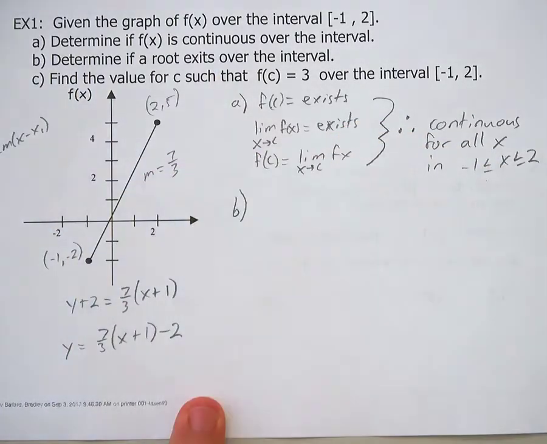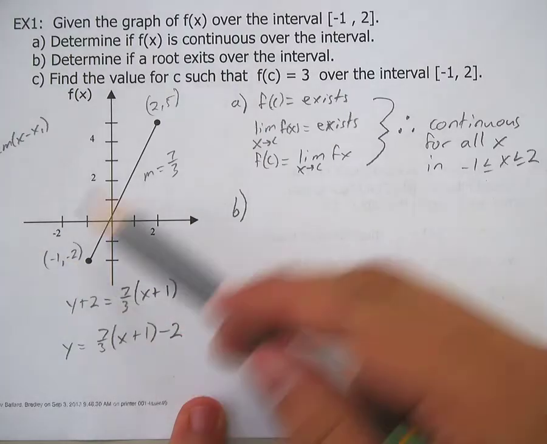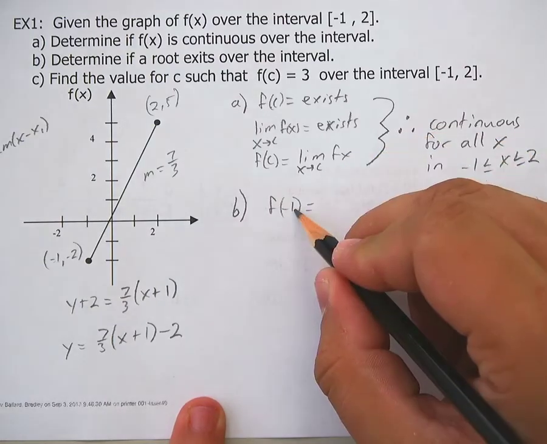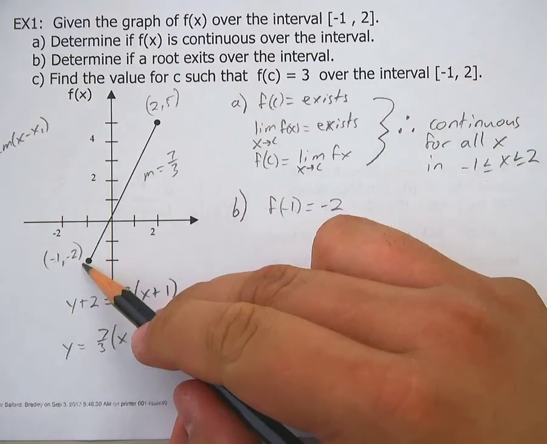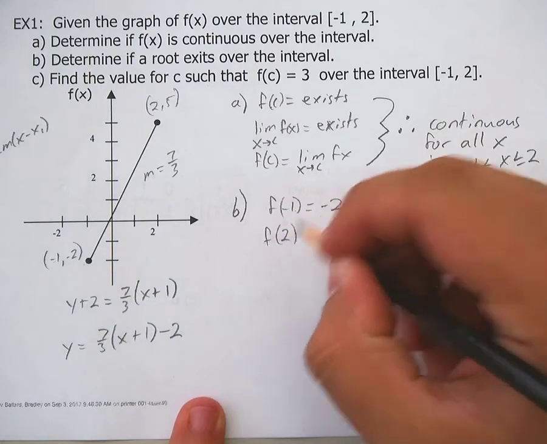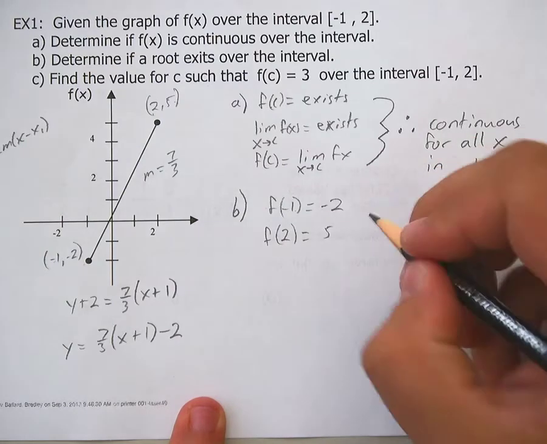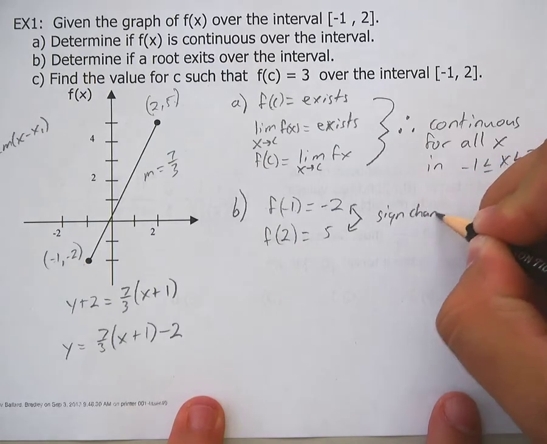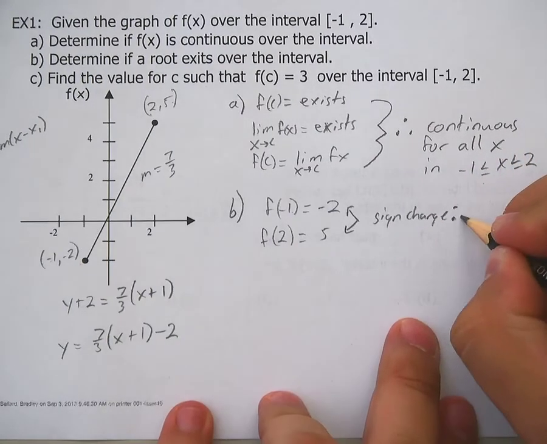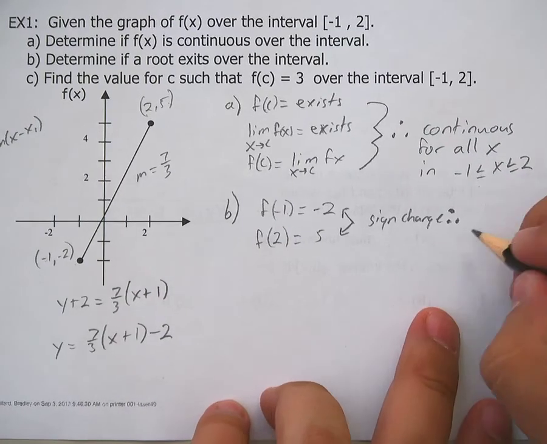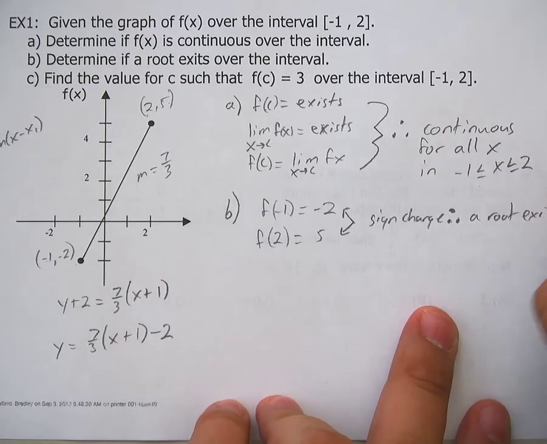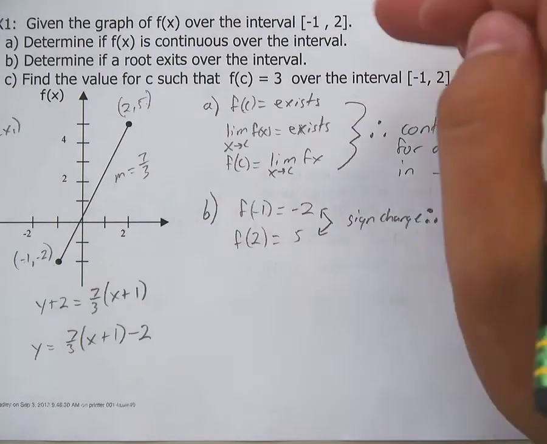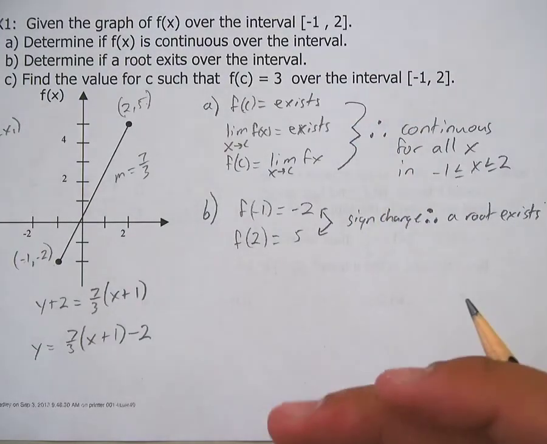B says determine if a root exists over the interval. Well, if you look at these 2 points, we'll use -1 first, f of -1, the x value of -1 gave you a y value of -2 right here. f of 2 gave you 5. And if you notice, between these 2 numbers, there is a sign change. Therefore, a root exists. Remember, if there's a sign change, that's what it says right below the graph up there at the top, then the root exists.